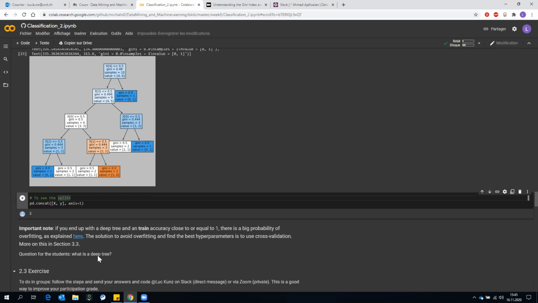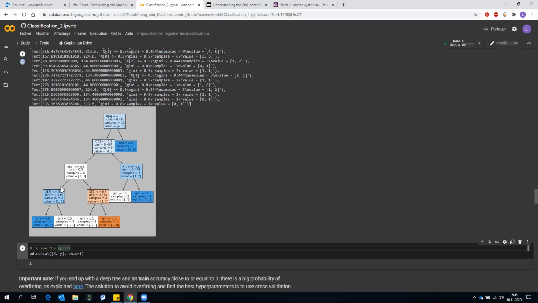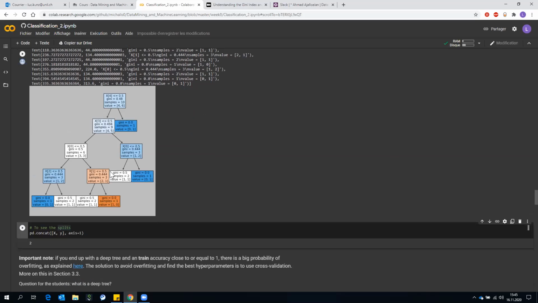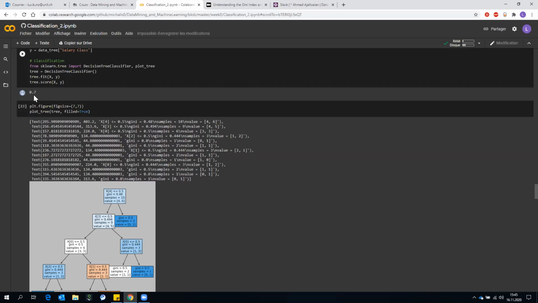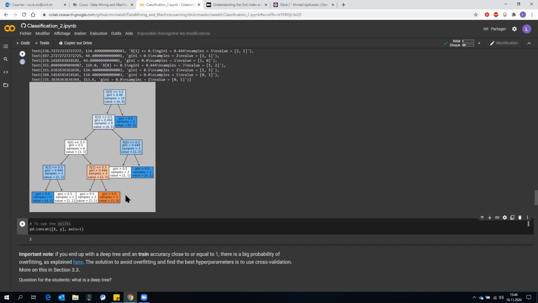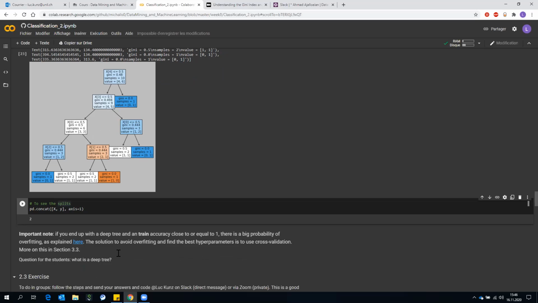And if you end up with a deep tree, and a deep tree would be defined, this is a question for you for afterward. But if you end up with a lot of nodes, a great depth, then you may ask yourself whether there is nothing to discover, like in this case, or even worse, whether you are overfitting. If the accuracy, which is not the case here, would have been 1, and you end up with a very deep tree, then there is a big probability of overfitting. And the solution to avoid it is to find the best hyperparameters using cross-validation. But I can explain a bit more here. But first, a question for you, maybe. Can someone explain what a deep tree is?